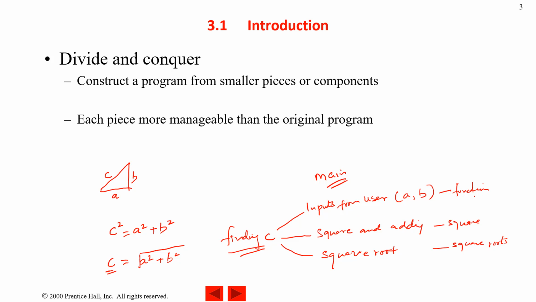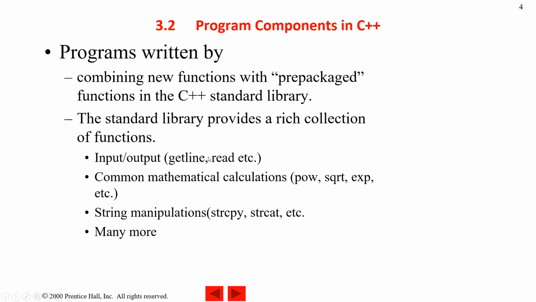You develop functions that will perform subtasks, and you spend your time on that. You make sure they are accurate, and then you give them a name, and then every time you need to use them you just simply call that from your main function. So that's the whole idea of having functions and the divide and conquer strategy.